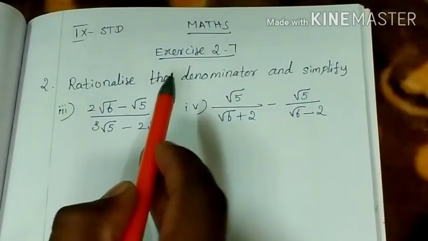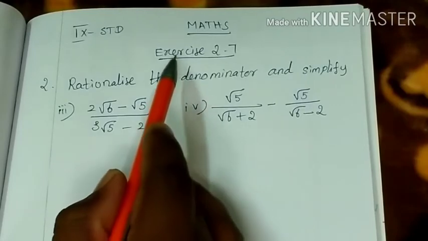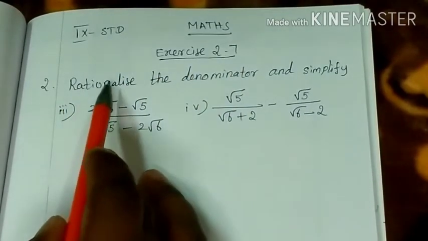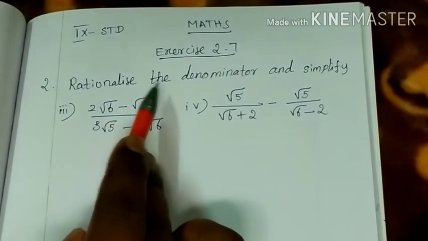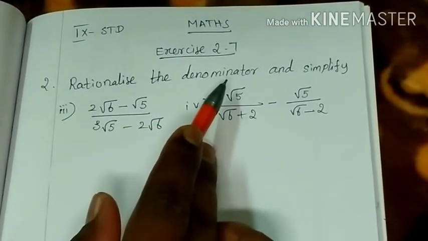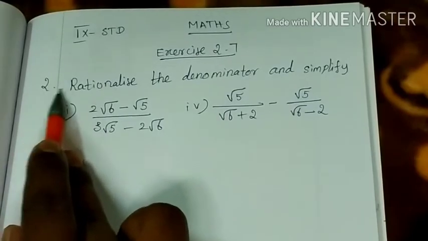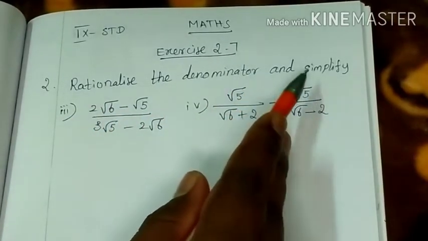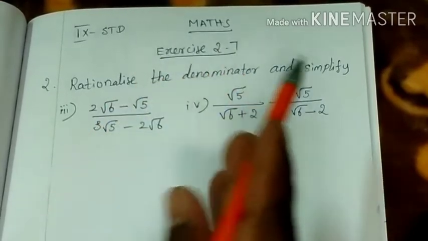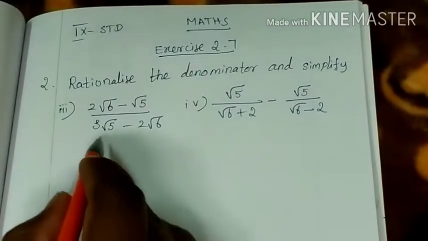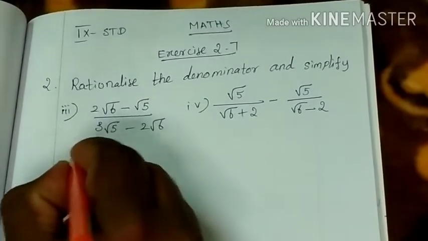Welcome to Maths class. In this class, we are going to see exercise 2.7, second sum. In the last class, we discussed rationalizing the denominator. So, continue for this section. The same. Second question: rationalize the denominator and simplify. The first two sums we have already found the answers. The third question, solution.